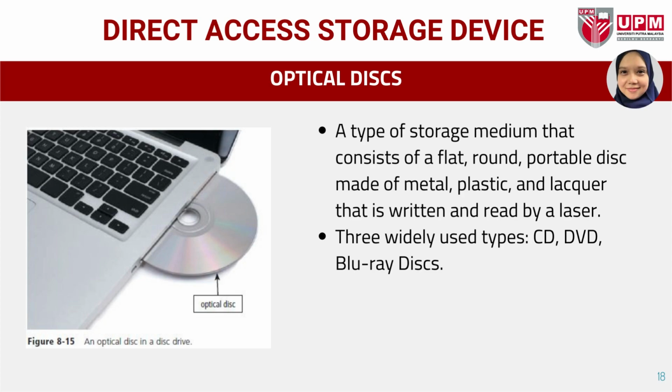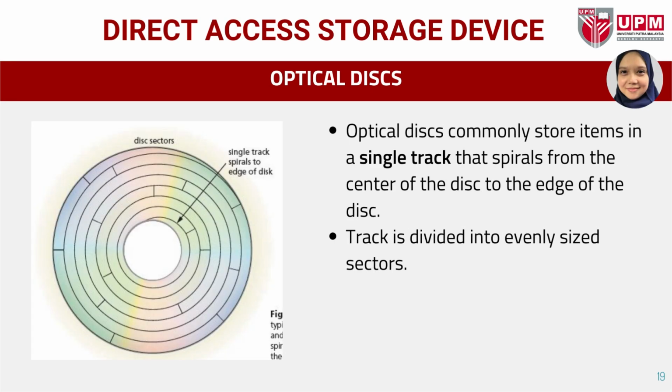Optical disk is a type of storage medium that consists of a flat, round, portable disk made of metal, plastic, and lacquer that is written and read by a laser. Three widely used types are CD, DVD, and Blu-ray discs. Optical discs commonly store items in a single track that spirals from the center of the disk to the edge of the disk. The track is divided into evenly sized sectors.